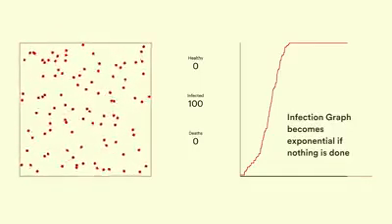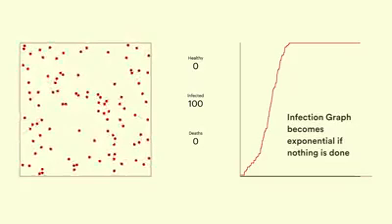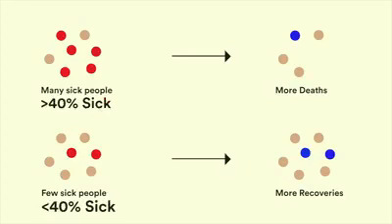Let's now add another dimension of realism. People don't just stay infected, they also recover and they also die. If there is a huge number of people who are sick, the medical system cannot take care of everyone and thus more people die. But if the proportion of sick people is less, doctors can pay attention to all the patients and the recovery is way higher. So let's have a rule wherein if more than 40% of the population is sick, more people die.